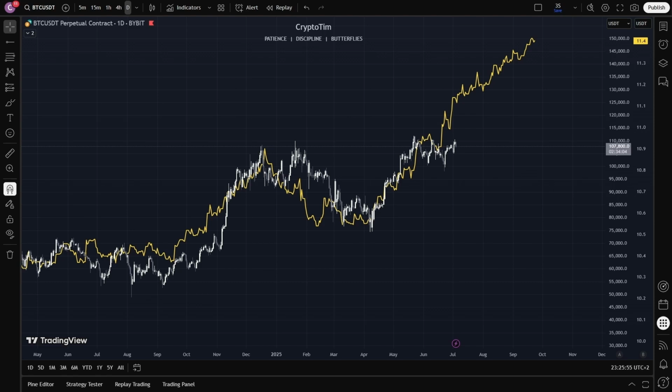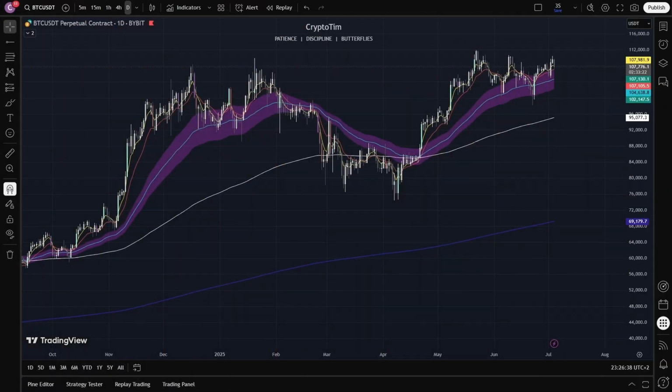But for me, these are two very big confluences on why I'm still bullish on Bitcoin and why I still think we will see the move up from Bitcoin. So now that we did look at our Wyckoff reaccumulation and our M2, it's time to look at our vector candles.